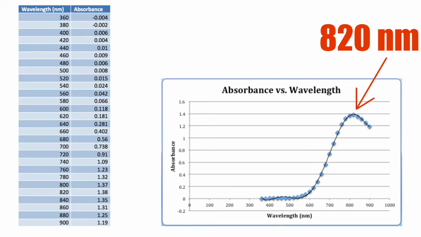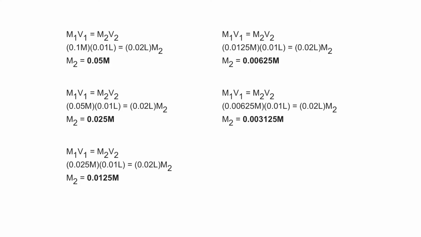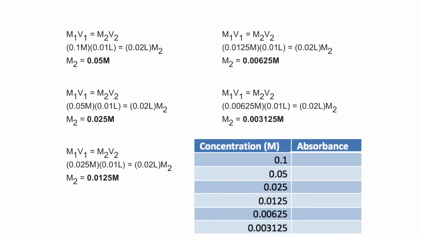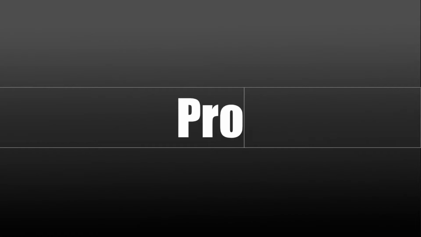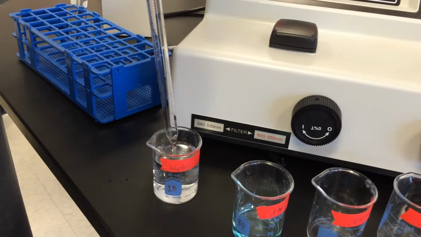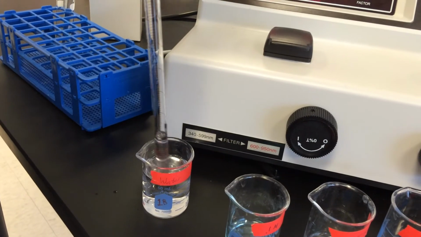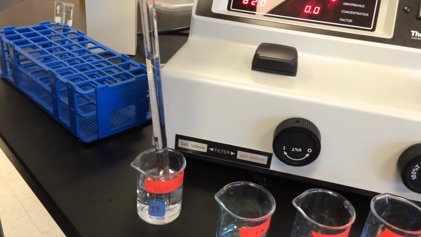Now we move on to the second part of the lab, determining the unknown concentrations of two different solutions of copper nitrate. First, you must do the calculations behind creating 6 different known concentrations. The equation M1 times V1 equals M2 times V2 allows us to determine 5 additional concentrations using the 0.1 molar solution. In this case, 10 milliliters of water will be placed in each beaker, and then 10 milliliters of the prior concentration will be added to each beaker.